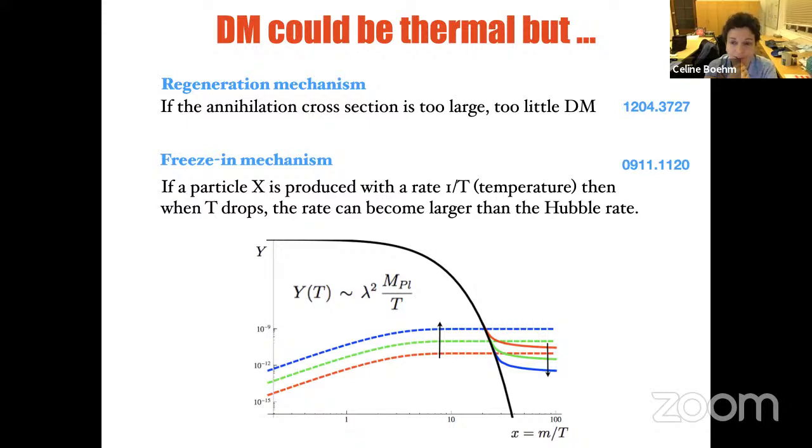Yes, and in particular because you wrote that such a thing could happen if the interaction rate of the particle is anti-proportional to the temperature. If this is the case, then I can understand why this freeze-in could take place. But I cannot even imagine why this rate should make sense. How could the particle have a rate which is anti-proportional to the temperature?